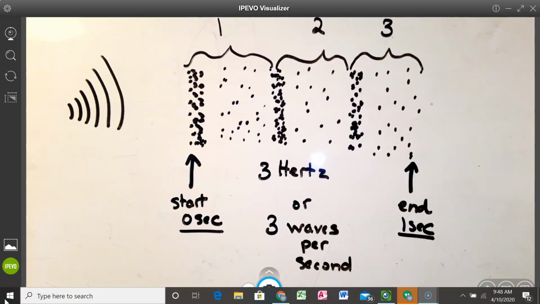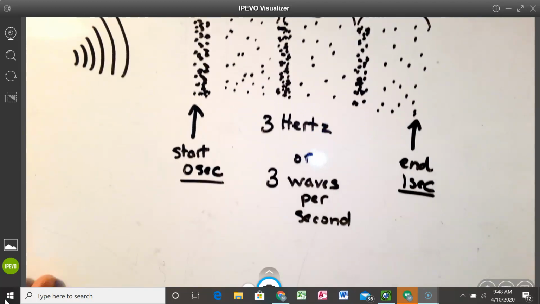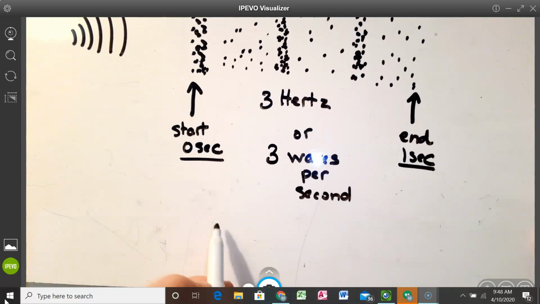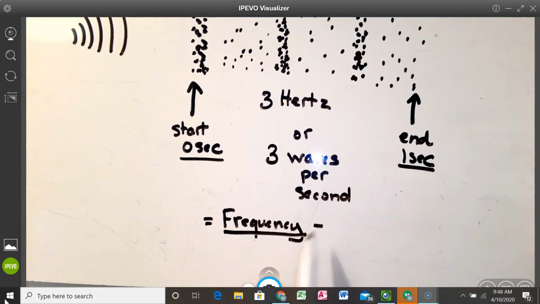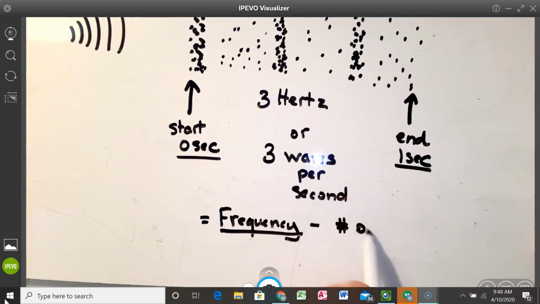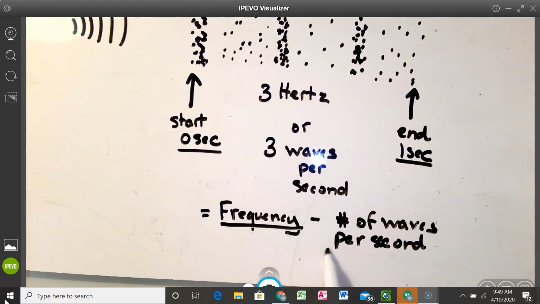And all of this deals with the concept, I'm going to move this down just a little bit, this is what frequency is. So frequency is the number of waves per second, and it's measured in hertz, which we could abbreviate with an Hz.